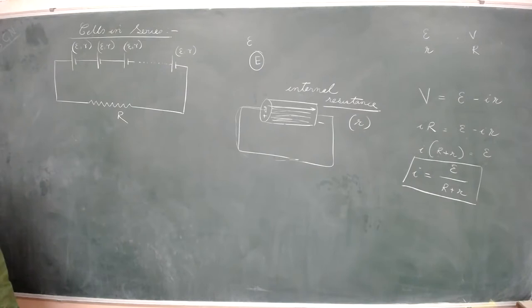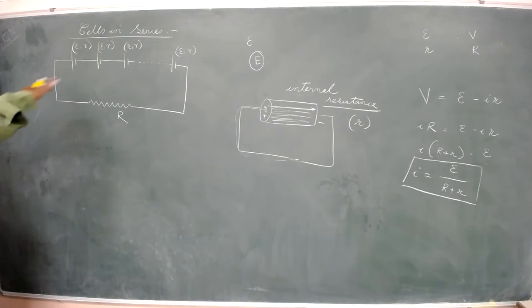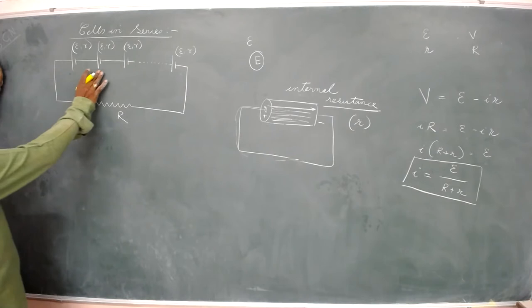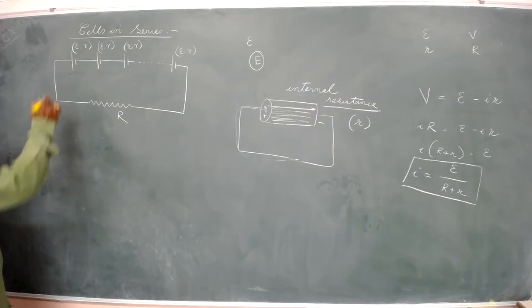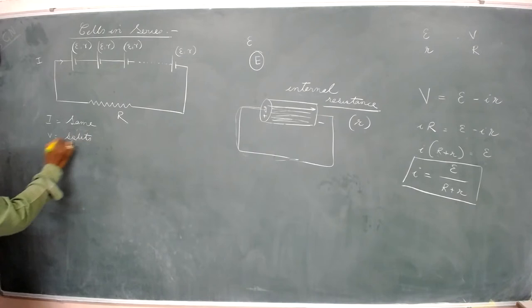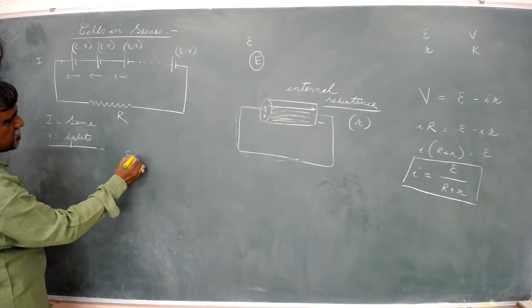In the series combination, we need to calculate the current passing and the voltage. Now we need to take the effective electromotive force and the effective internal resistance, including this external resistance. Since all these are connected in series, the same current passes, but the potential splits across each, epsilon, epsilon, epsilon, and so on. So here, what is the effective electromotive force?